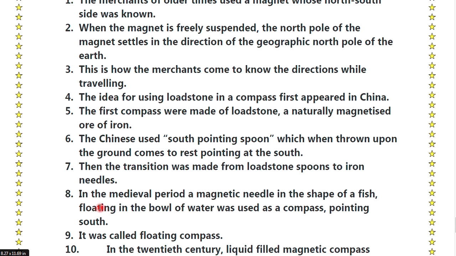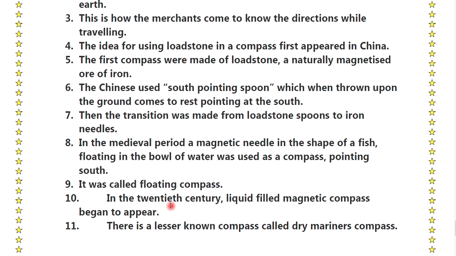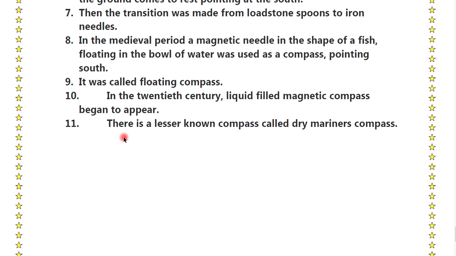Eighth point, in the medieval period, magnetic needles in the shape of a fish floating in a bowl of water were used as a compass pointing south. Ninth point, it was called a floating compass. Tenth point, in the 20th century, liquid filled magnetic compasses began to appear. Eleventh point, there is a lesser known compass called a dry marine compass.